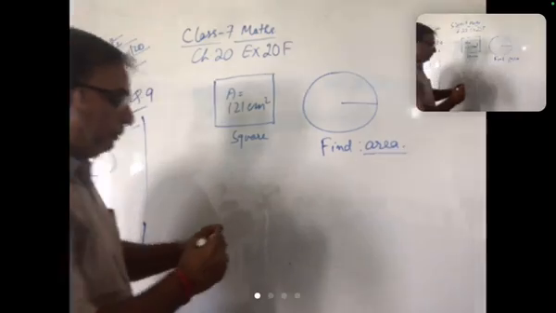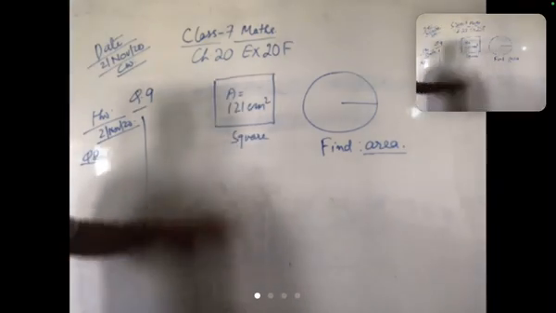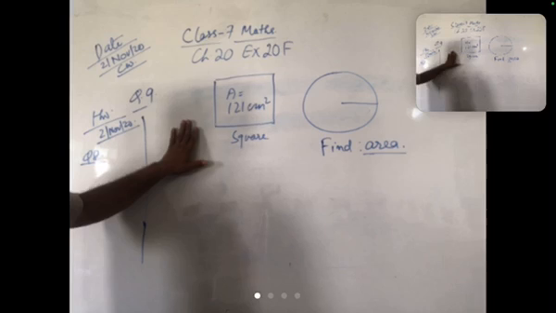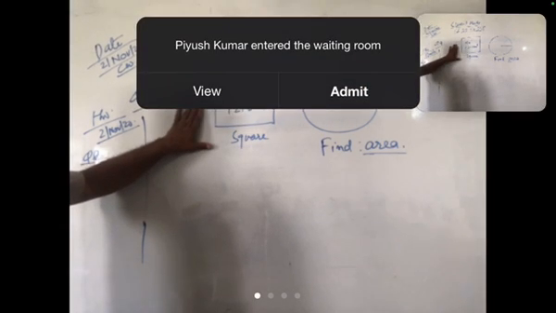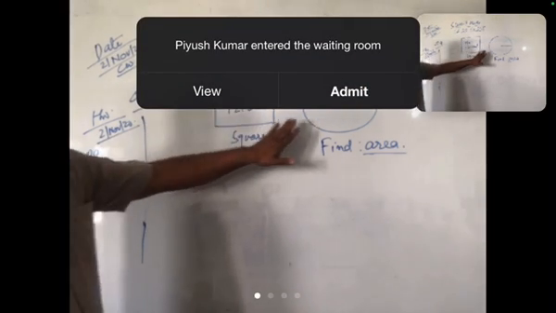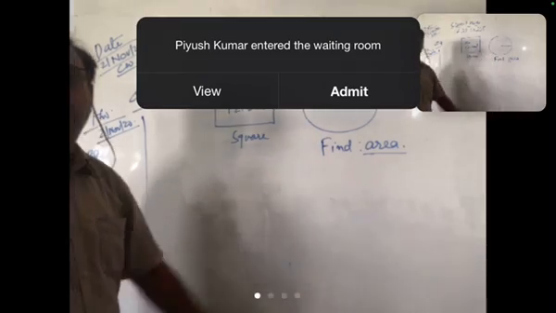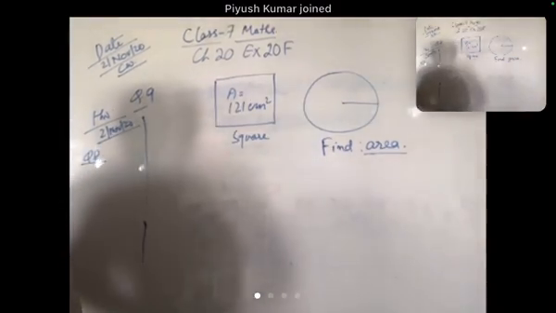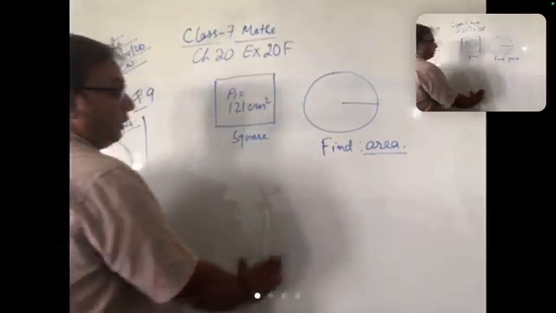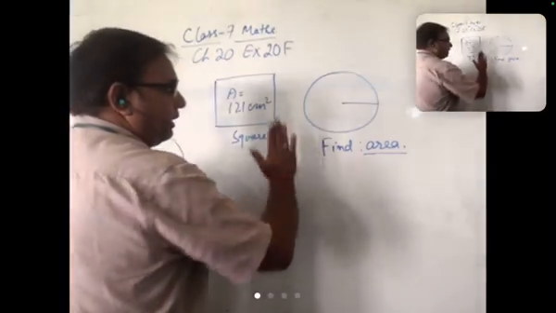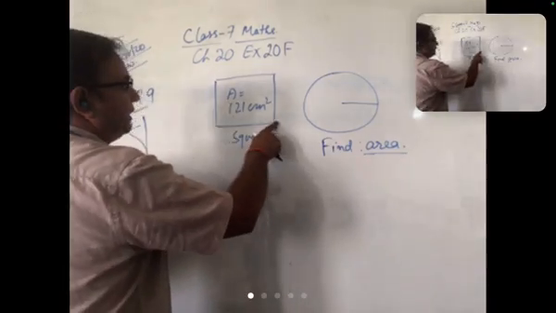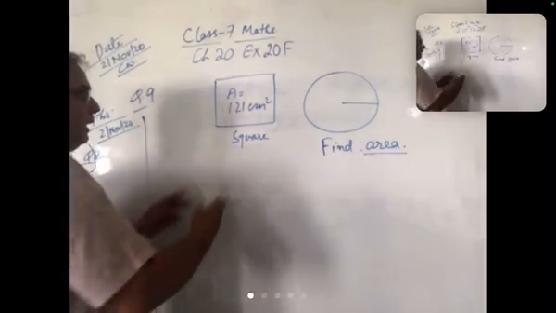What is the common between these two figures? The wire that is used to make the two different shapes. Same wire is used to make a circle also. So it means that the perimeter of a square is equal to the circumference of a circle. So first we have to find the side or perimeter of this.